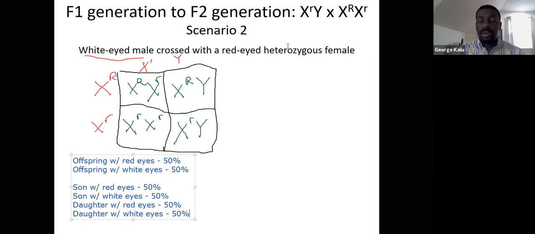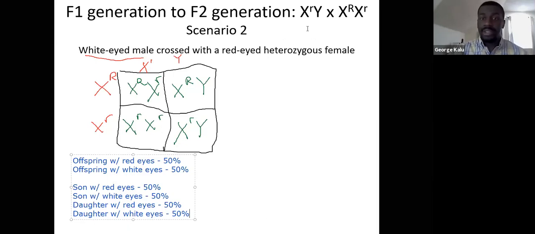Cool. So when we're doing these Punnett squares, especially when we're working with sex-linked traits, we have an extra step that we didn't do previously. In sex-linked traits, we want to look at the phenotype of the offspring as a whole, but then we also want to do an extra step in determining the probability if we have a son and the probability if we have a daughter for each individual trait.